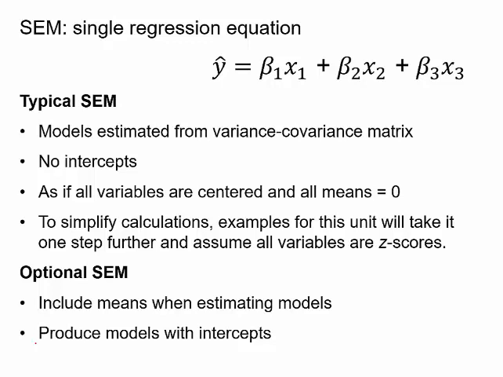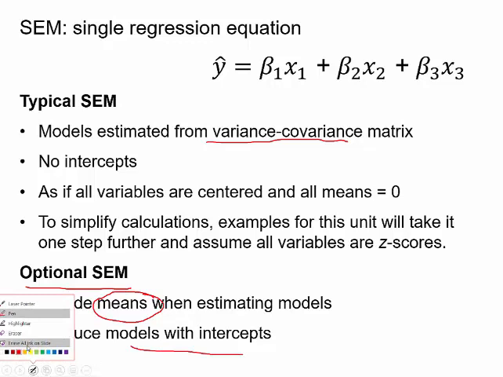So the process of doing structural equation modeling is going to involve first starting with a variance covariance matrix and inputting that variance covariance matrix into our program, and then using that variance covariance matrix to produce our parameter estimates, things like our betas, our slopes. And there's two ways we can go about doing that. The typical and most common approach to structural equation modeling uses only a variance covariance matrix, and an optional approach that we sometimes take, but not all that often, is where we use a variance covariance matrix and also the means for our variables that will allow us to produce models with intercepts.